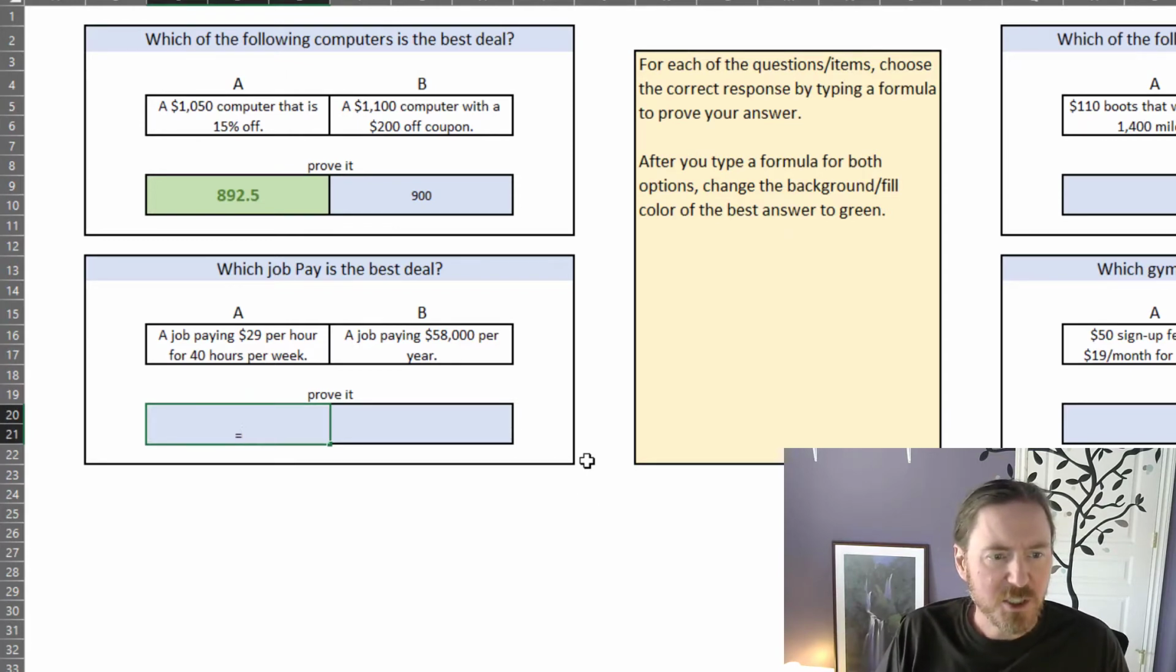So my job A is going to be equal to 29 times 40 hours per week times, well, how many weeks per year? Do you do 50 or 52? Yeah, most people just might do 52. So let's figure that out. Okay, so that's 60,320, and of course a job paying 58 grand per year, nothing to factor in there.